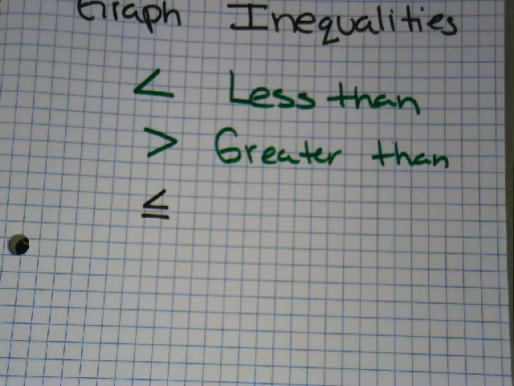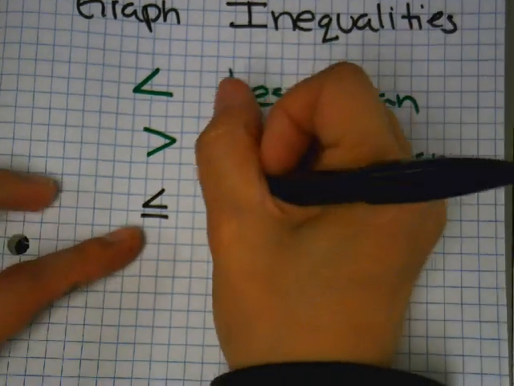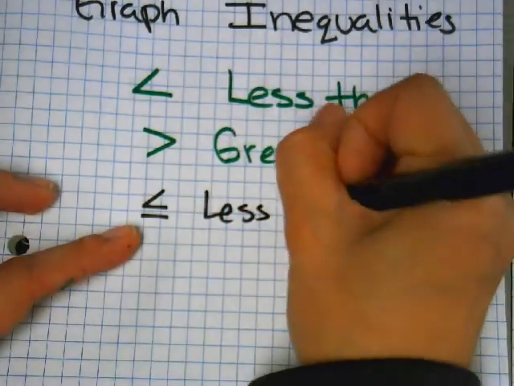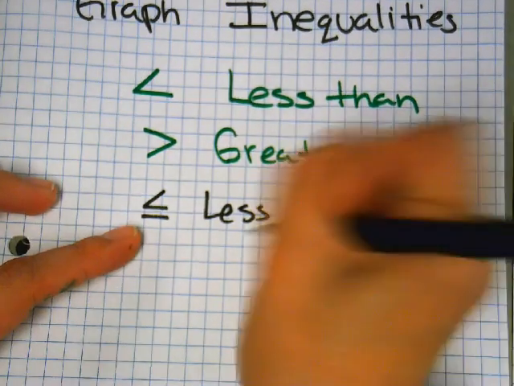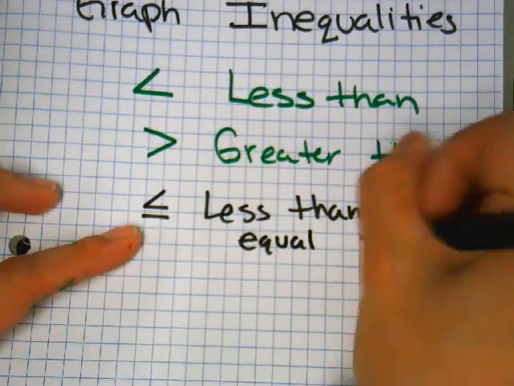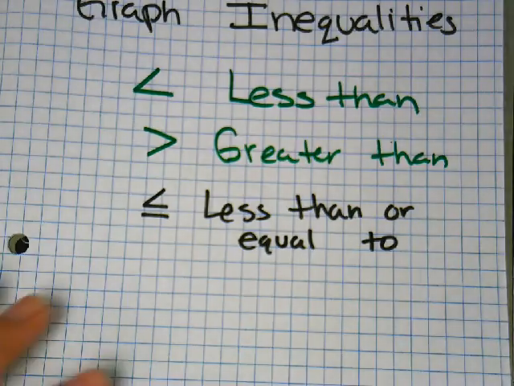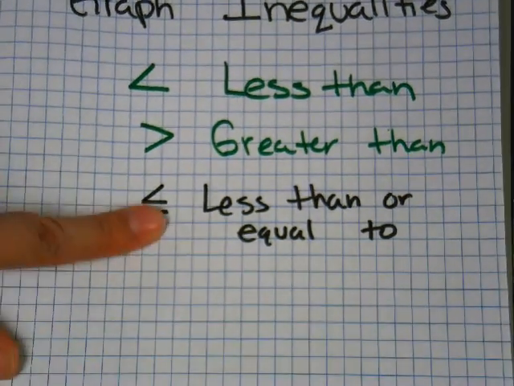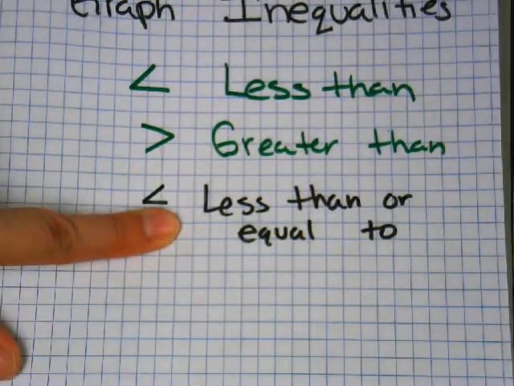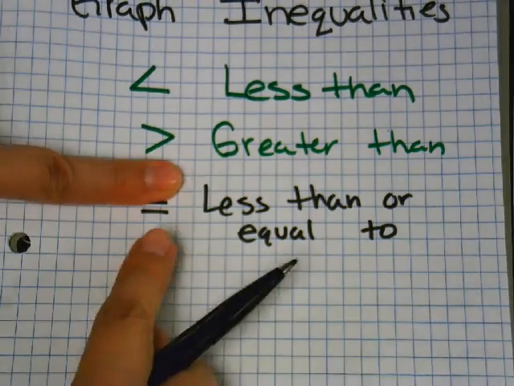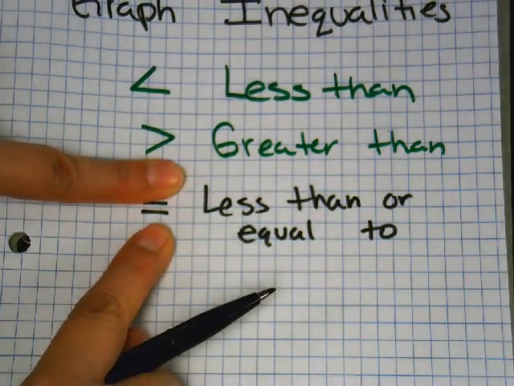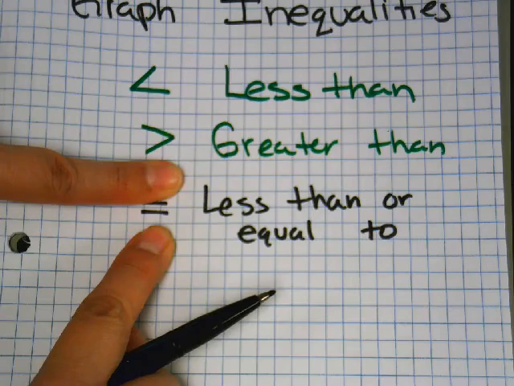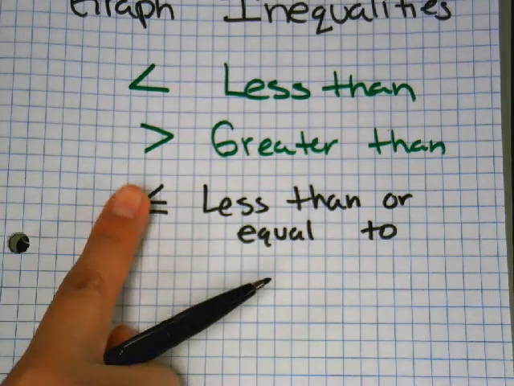So, what do we call that one officially? Julio? Less than or equal to? Very good. Got to put it together. This one is called less than or equal to. So we have the less than part, that you've already did in elementary school. And then this bottom line right there is the equal to part. So less than or equal to.